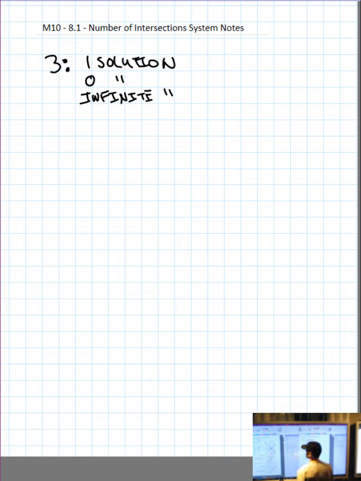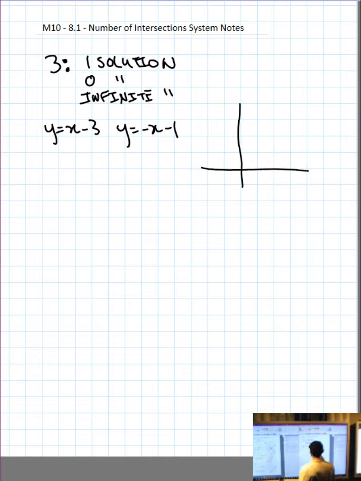So let's take a look at two examples. y equals x minus 3 and y equals negative x minus 1. I'm going to move those a little bit farther apart. So we know how to graph those things. The first equation, x minus 3, we have a y-intercept of negative 3, and we're going 1 over 1. So up 1 over 1, up 1 over 1, etc. Carefully draw it.